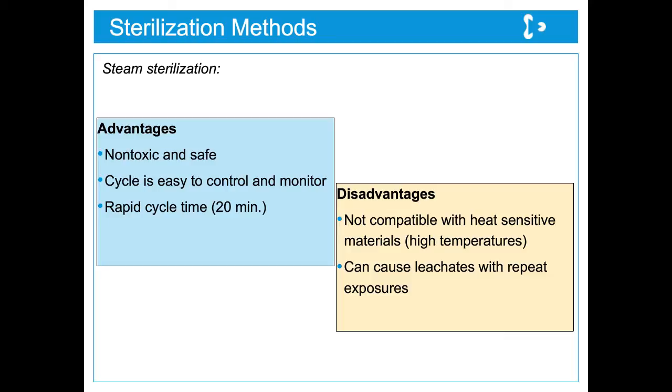So let's take polypropylene for an example. If you repeatedly steam sterilize polypropylene, you are going to affect its extractables profile, and then you can actually have leachate occur in the end product.